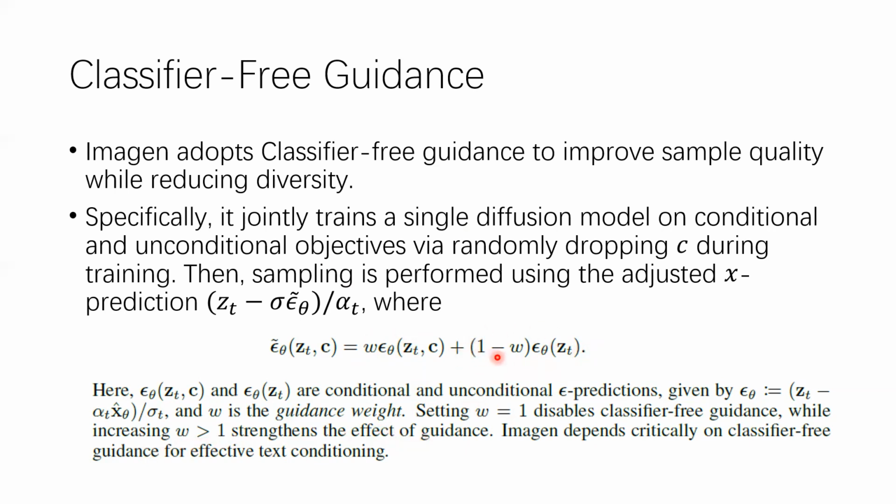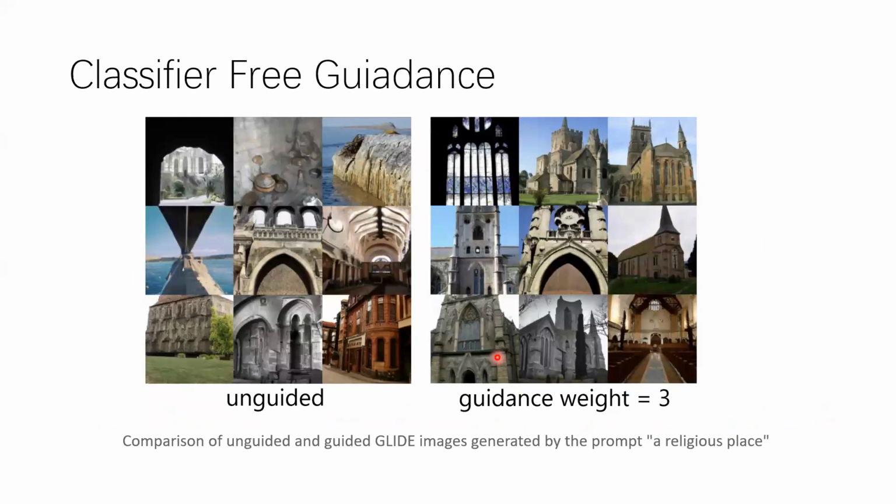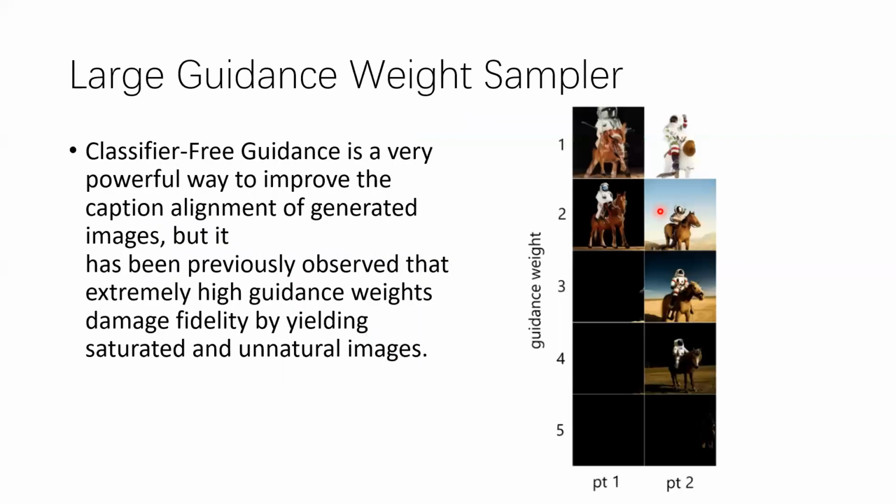Imagen depends critically on classifier-free guidance for effective text conditioning, and you can see the effect of classifier-free guidance. When the input prompt is a religious place, if you use unguided sampling, it outputs all kinds of religious places, but some of them, like this one, have little to do with a religious place. But if you increase the guidance weight, you can see all of them are images of churches. They are less diverse, but the quality improves. So that's the effect of classifier-free guidance.